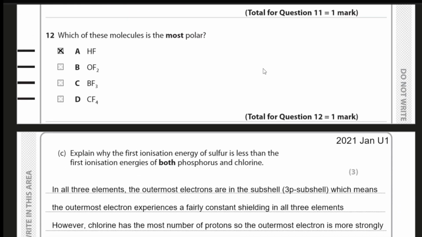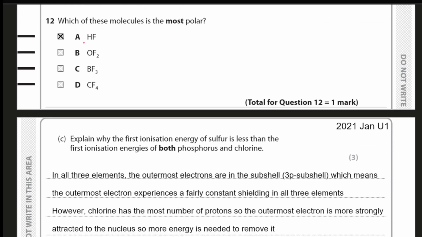If I talk about which of these molecules is the most polar, you need to check out which one has the highest electronegativity difference. Now, without any doubt, hydrogen has the lowest electronegativity and fluorine has the highest electronegativity in the whole periodic table. So obviously the electronegativity difference will be highest between HF compared to all other bonds. So obviously A will be the correct answer.